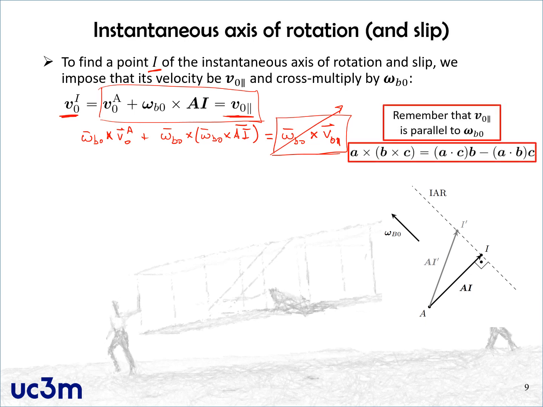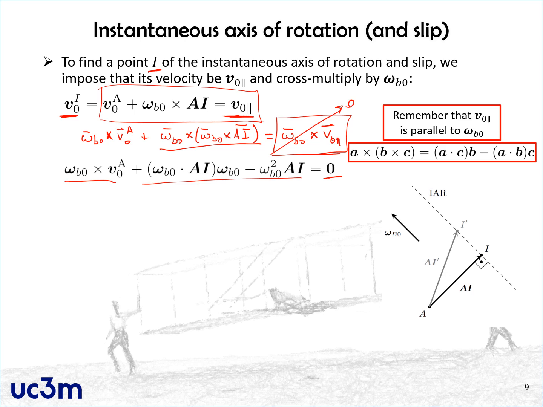If we apply this vector relation to expand the double cross product, we can rewrite this expression as you see on the slide. So this term is the same as before, and these two terms are the ones that come out of the double cross product. And on the right hand side, I have already put a 0 because that is what we had when we realized that omega cross v parallel is equal to 0.